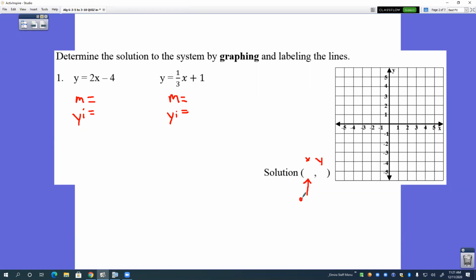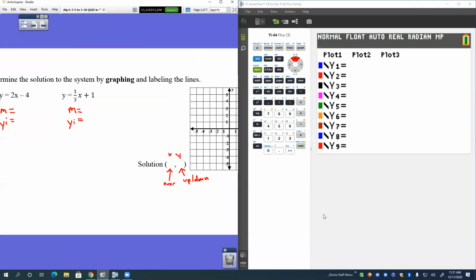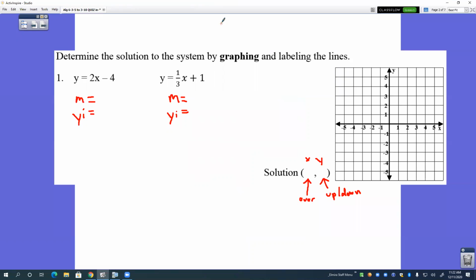Remember that points are always written x comma y. Your x value is how many you go over, and your y value is how many you go up or down. Remember, if you are having a hard time graphing your line, you could always type it into the y equals on your calculator and then hit second and table to see the actual points that you need to graph. You could also just hit the graph button, typing in both equations and seeing where they cross. Go ahead and try this question, please.